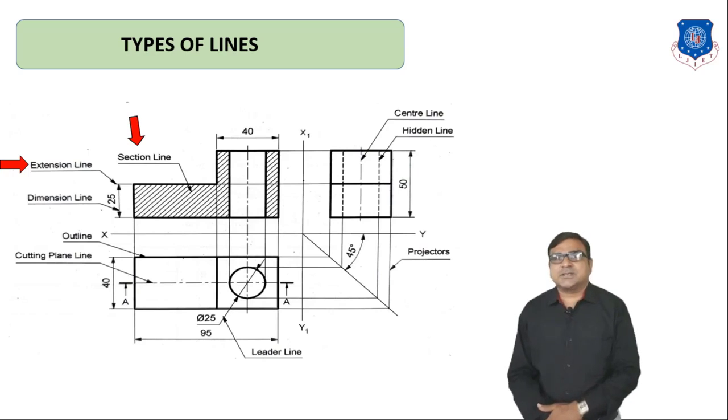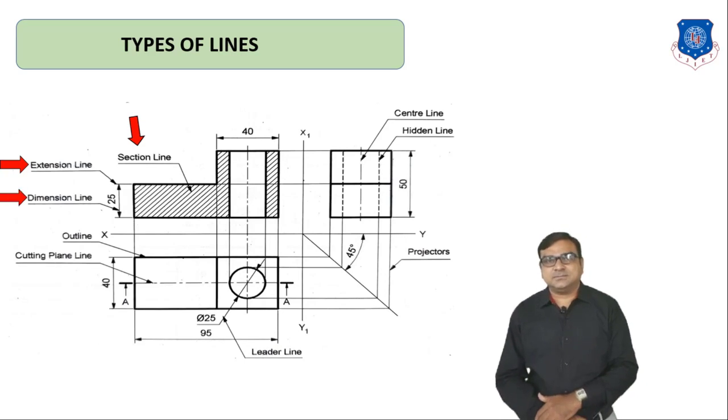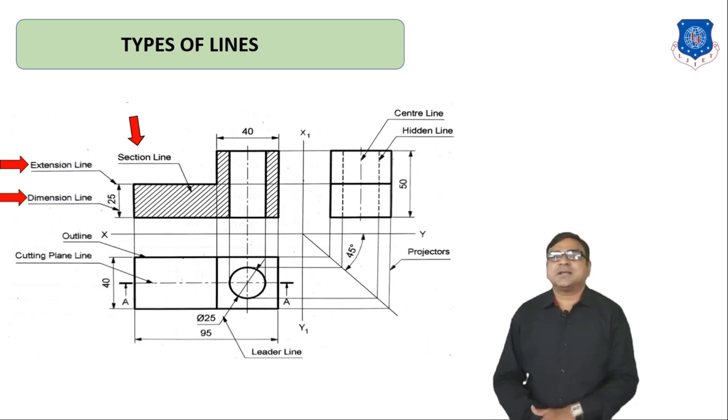If you want to represent the height of the object using dimension lines, then when you extend that line from an object, those two lines are known as extension lines. It is continuous thin. Dimension lines have two arrows at the ends.